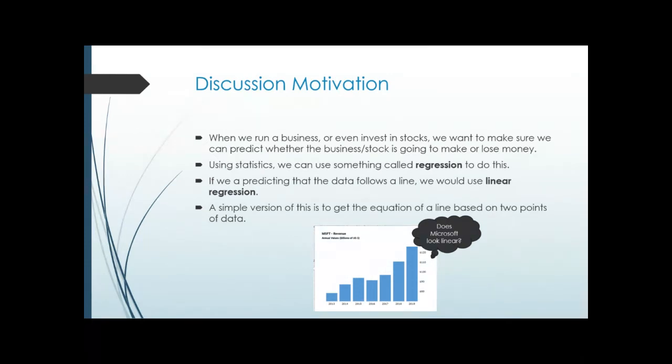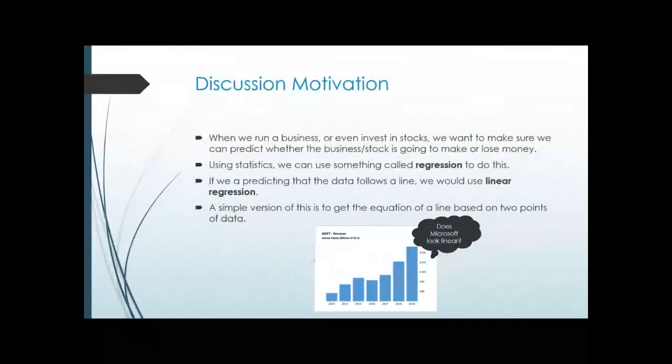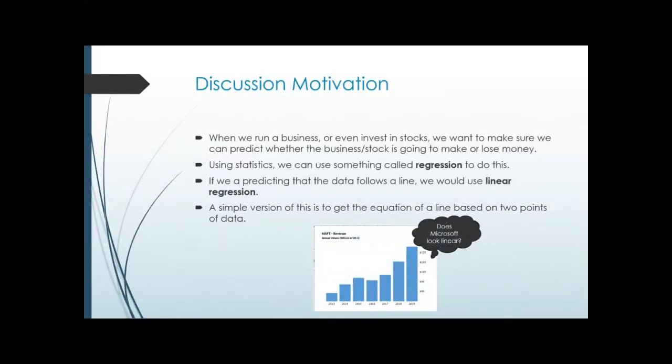And so for the discussion, we're going to be doing a simple version of predicting based off of a business, some real data. We're going to be getting an equation for a line based off of 2 points of data. So it's very simple because we're only taking 2 points of data. We're not taking all of the data into account. So it's a really basic precursor, but it gets you to the idea of what you would need to do if you go into statistics. So we're kind of leading you there using what we know so far as algebra.